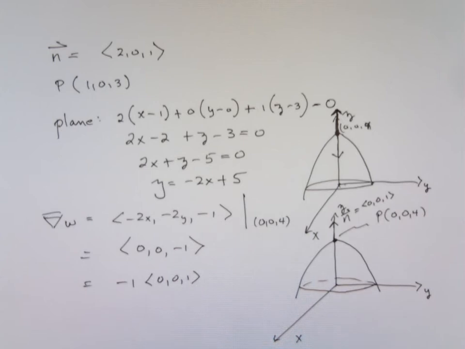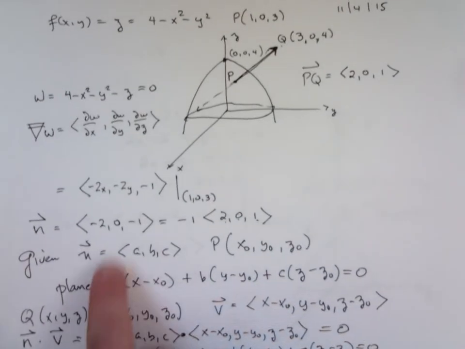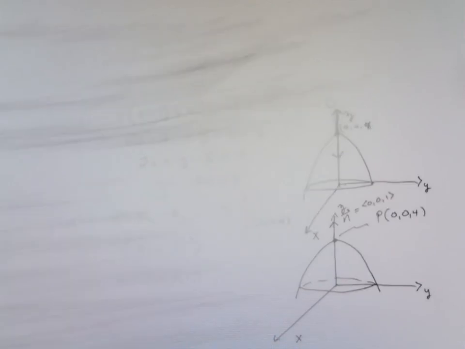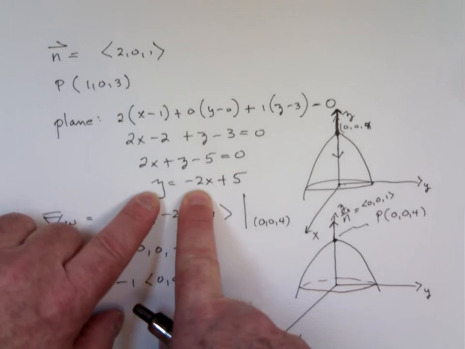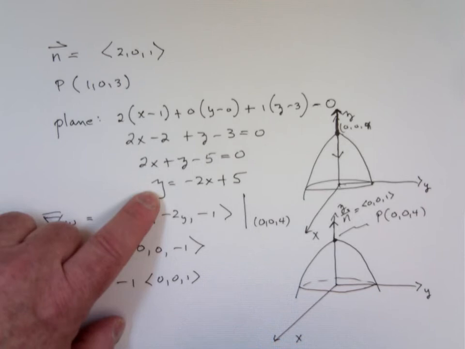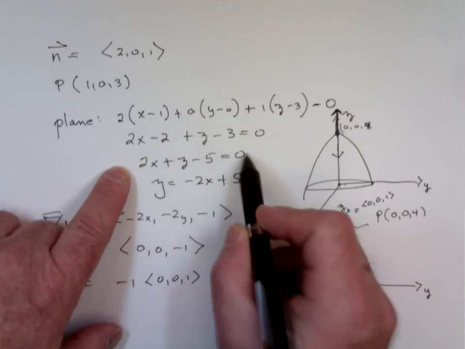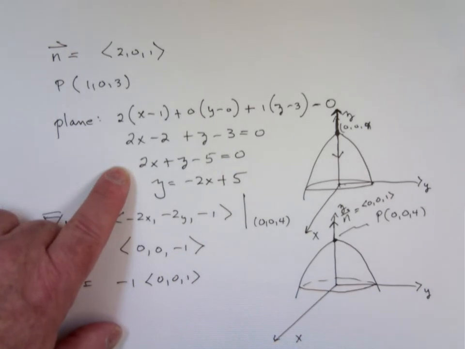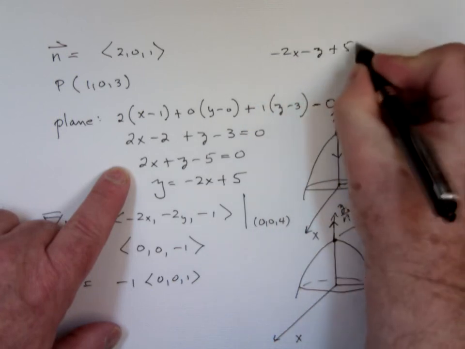If I were to do the first one, with the one pointing inward, what would you get? Let me go back to the tangent plane that we got when we did this one, negative 2x plus 5. We got 2x plus z minus 5 equals 0. What we would get if we use the other vector would be negative 2x minus z plus 5 equals 0. That's what we would get.